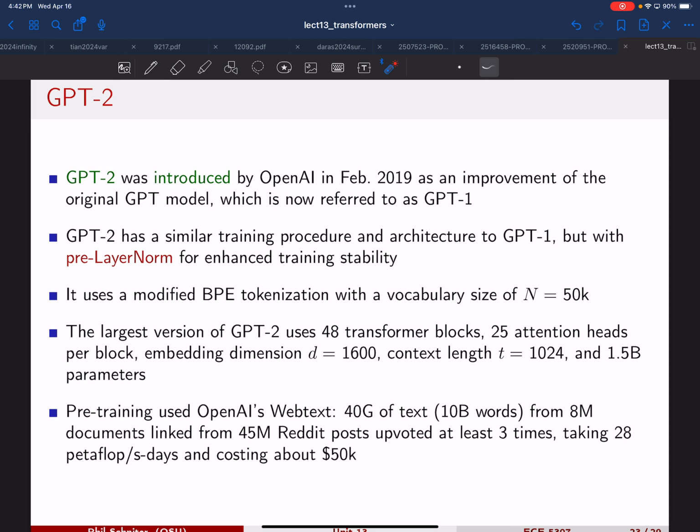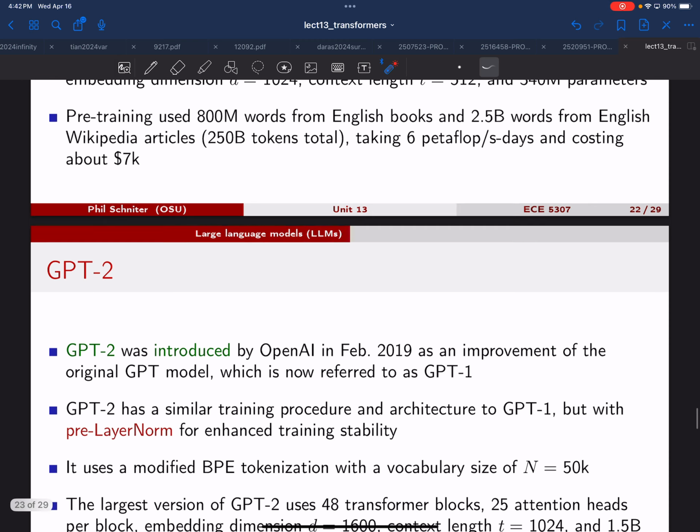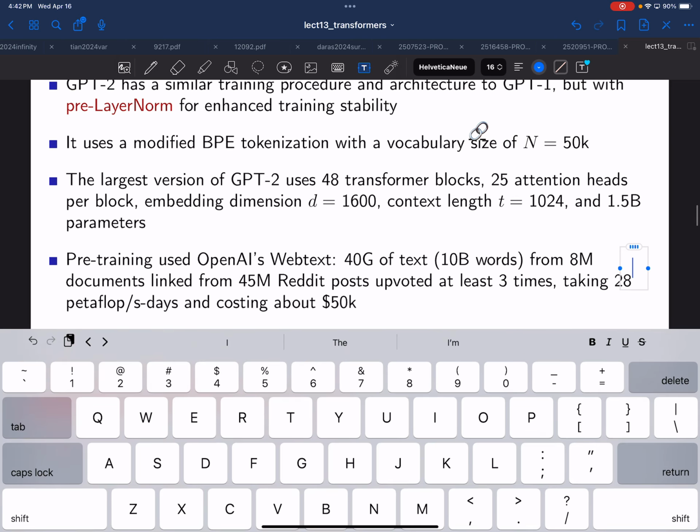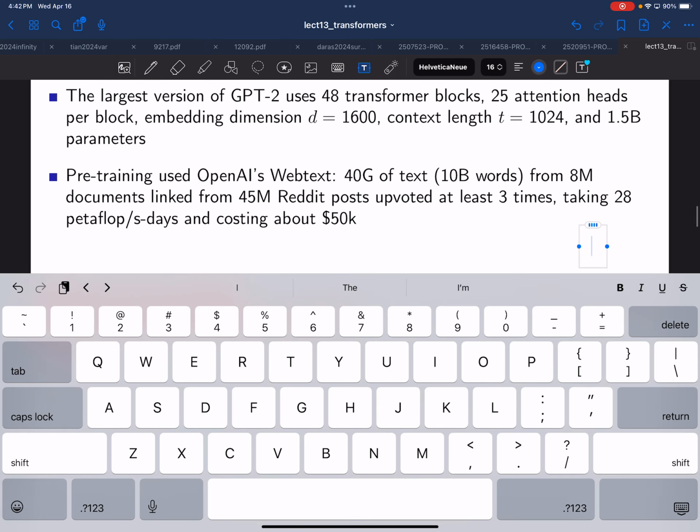And now the compute cost went from 6 up to 28. Sorry, what's happening here?